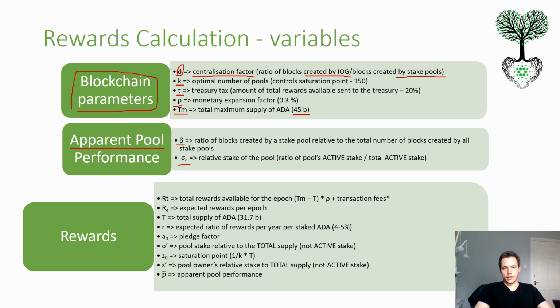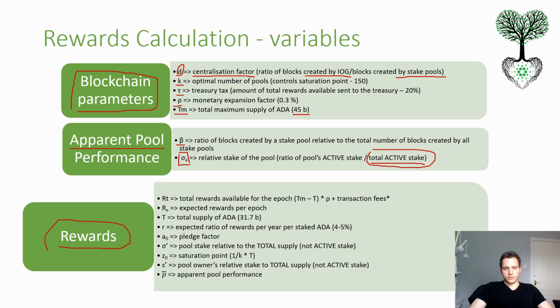The sigma A is the relative stake of the pool. So this controls our chance of getting a block assigned to us, and it is the ratio of our active stake to the total active stake. When I say total active stake, I mean the amount of ADA that is staked. If you remember from the snapshot, it captures the distribution of stake among pools, and it captures the total amount of ADA that has been delegated. So that total amount of ADA is the active stake, not to be confused with the total supply of ADA in circulation, which we'll get to soon.